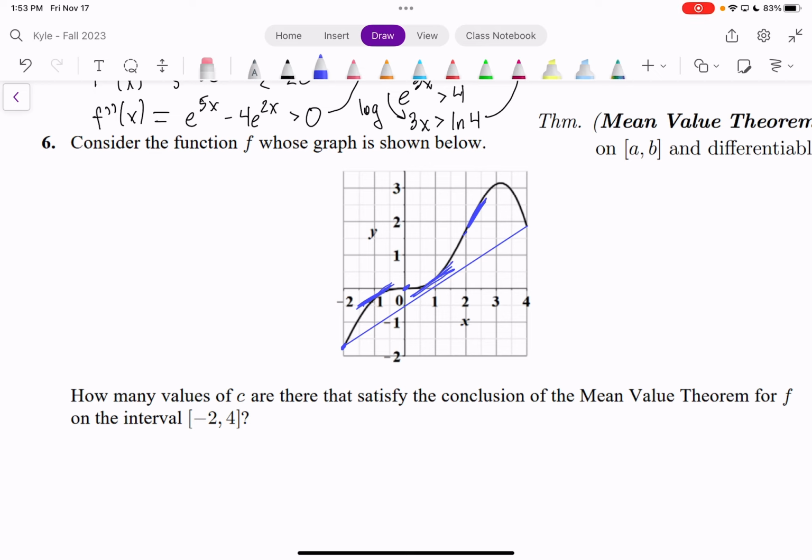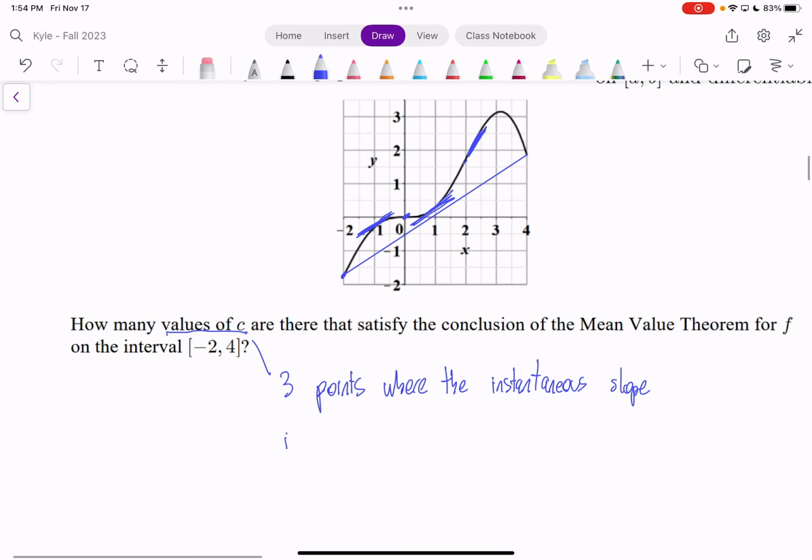Does that make sense? So there will be about 3 places on this graph. We don't know exactly where they lie, but there will be about 3 places on this graph where the instantaneous slope is equal to the average slope over that interval. So because it asks how many values of c there are, about 3, or not about 3, there are 3 points where the instantaneous slope is equal to the average slope over the interval.